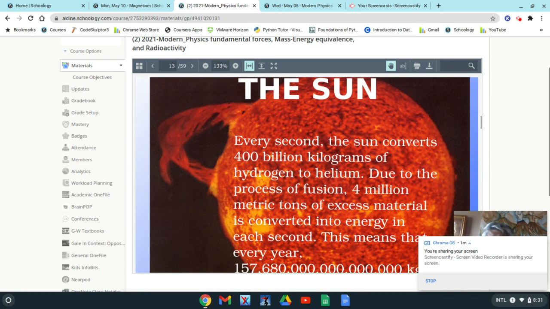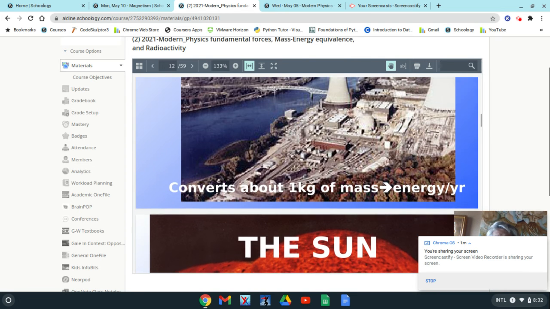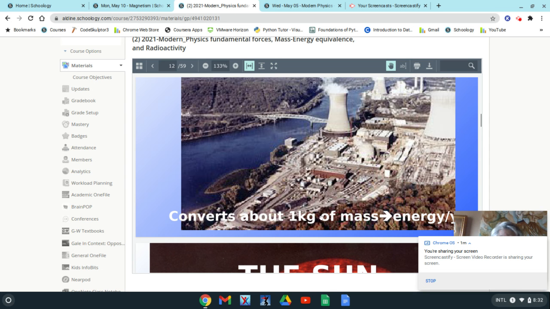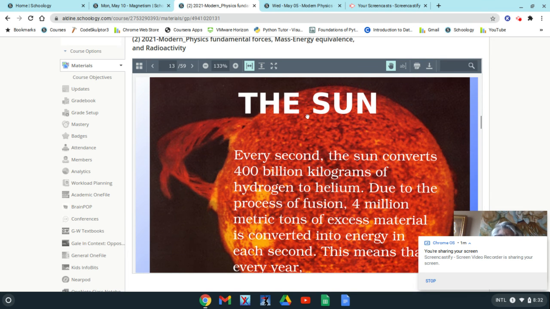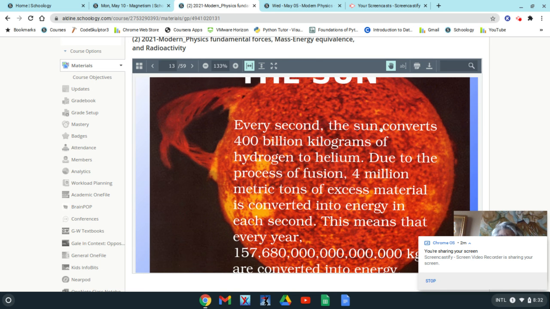And then we look at the sun. The sun is a totally awesome producer, converting mass to energy. And recall, when all of this stuff is happening, there's still a bunch of mass left over. So only a small portion of it is actually converted to energy. So here it takes a lot of nuclear fuel, but only 1 kg of mass actually is converted to energy in a whole year. And the sun here, every second converts 400 billion kilograms of hydrogen to helium. And in that, 4 million tons is converted into energy every second.